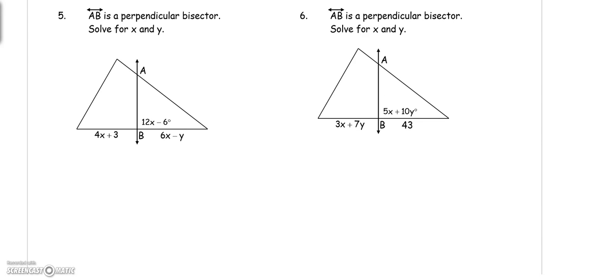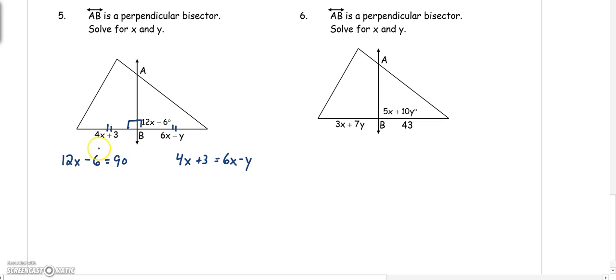In number 5, AB is a perpendicular bisector. So when I look at AB, I know that I have right angles and my side is bisected. So my two equations I'm going to set up for my angle is 12x minus 6 equals 90. And for my sides, 4x plus 3 equals 6x minus 9.